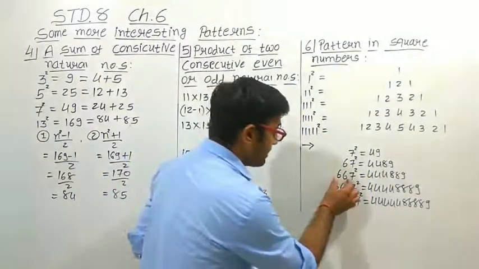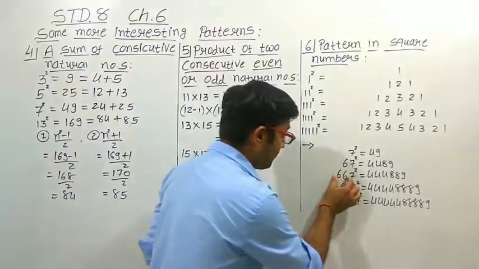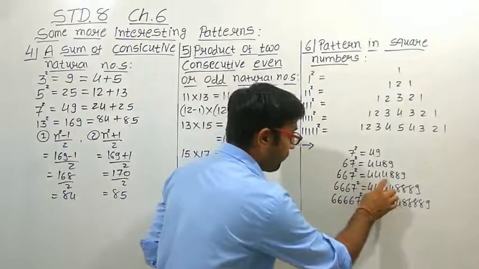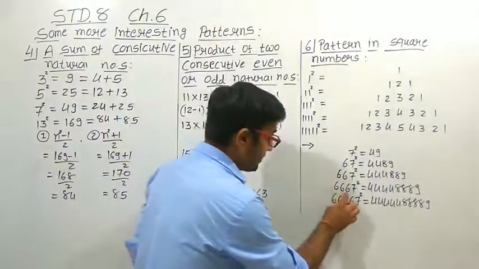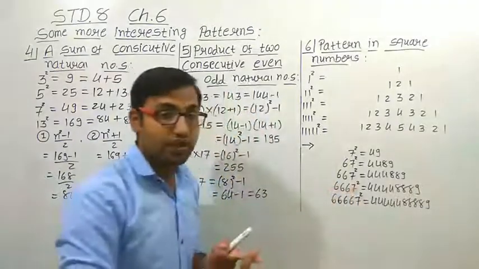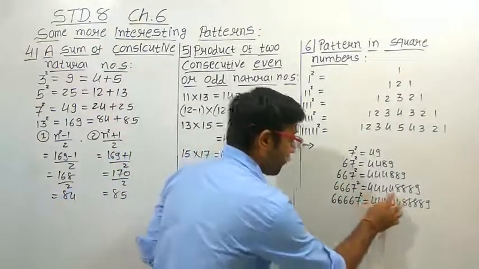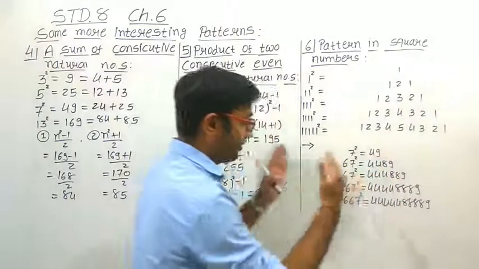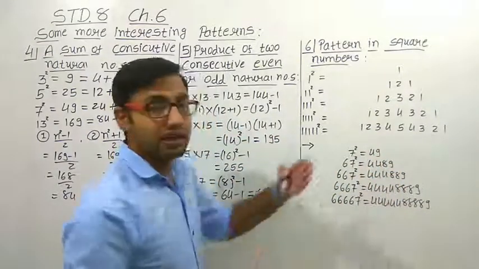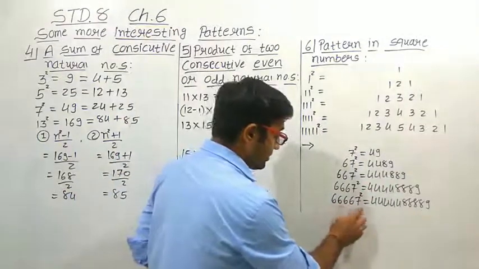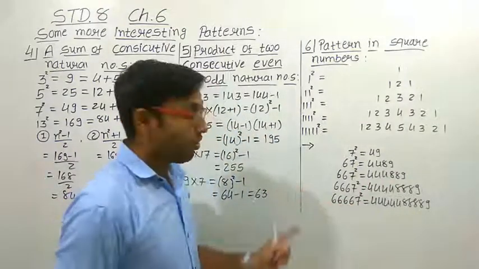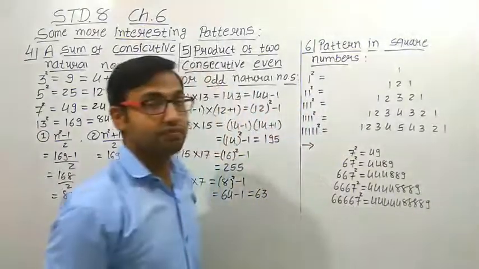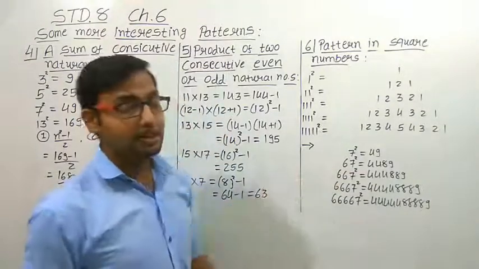Now see, 667 square. Here 6 is two times and 8 is also two times, but 4 will be three times. So we get 444889. 6667 square: 6 is three times, so 4 we get four times, 4444, and 8 we get three times, 8889. So 4 and 9 will be the first number and the last number in every case. 66667 square: 6 is four times, so we get 4 five times, 1, 2, 3, 4, 5, and 8 four times. Again 4 and 9 are the first digit and the last digit.